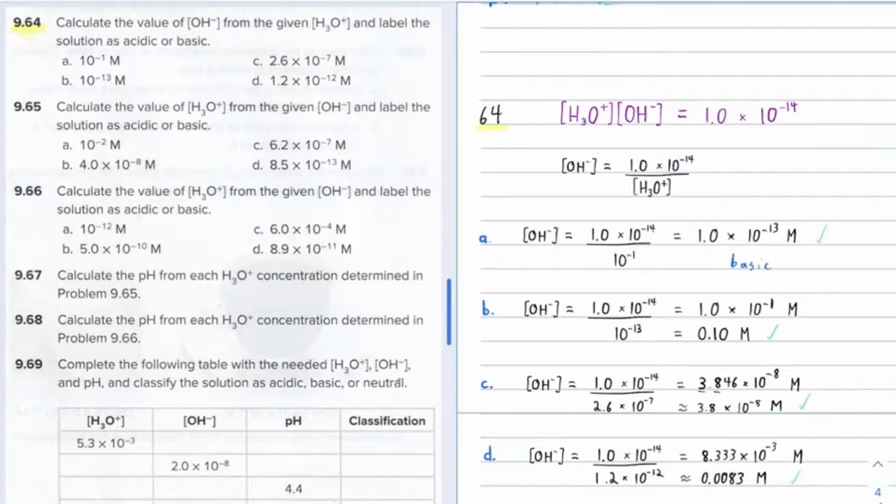The next one, for part B, the proton concentration is 10 to the minus 13. And when you solve for the hydroxide concentration, that's going to be 10 to the minus 1. That's much larger than the proton concentration. So this one would definitely be acidic.